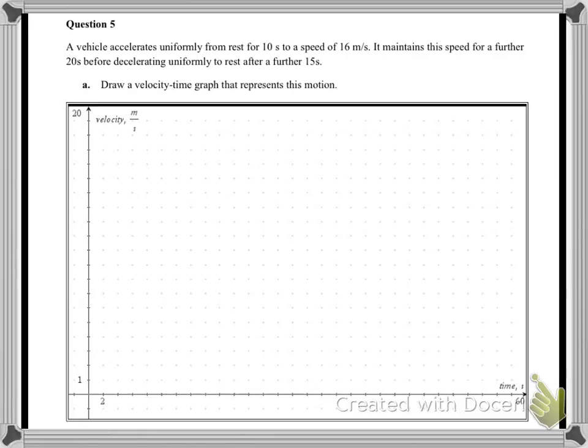Moving on, let's look at question 5. So now a vehicle accelerates uniformly from rest for 10 seconds to a speed of 16 meters per second.